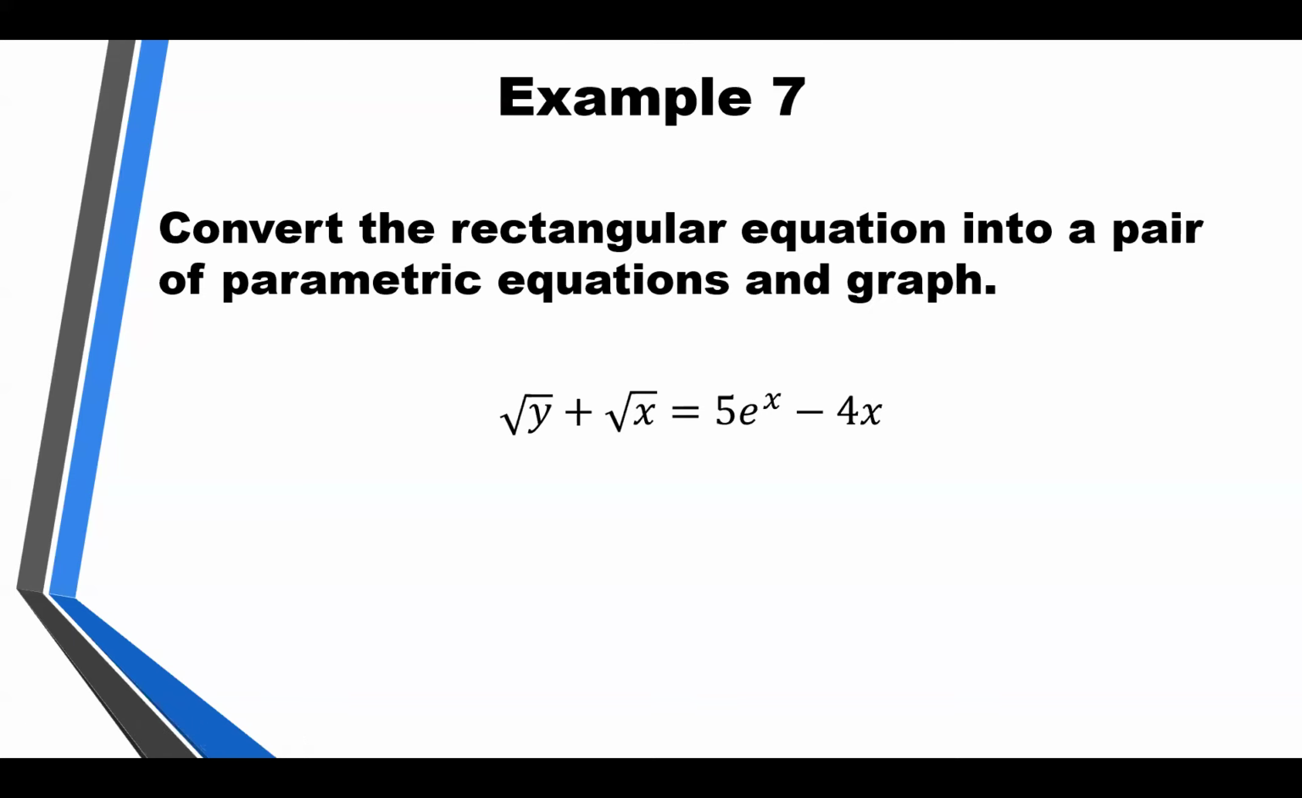All right, let's do one more example with this equation. Square root of y plus the square root of x is equal to 5 times e to the x power minus 4 times x. We want to convert that rectangular equation into a pair of parametric equations. Actually, I won't graph this one again. I will just leave this one ungraphed, but do the conversion. If you want to do this on your own, then push pause on the video. I will do it in a couple of seconds.